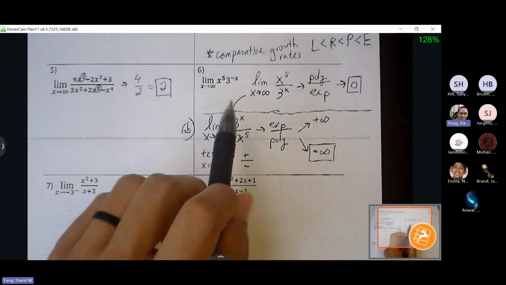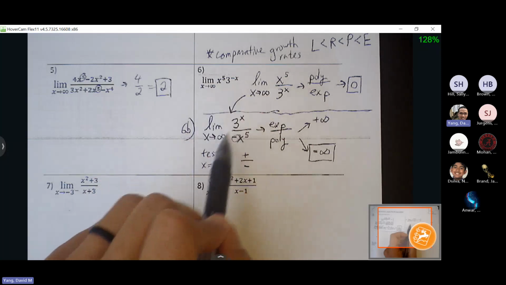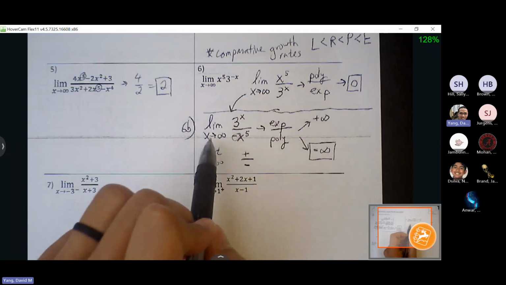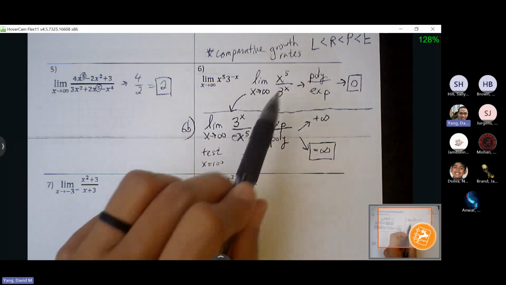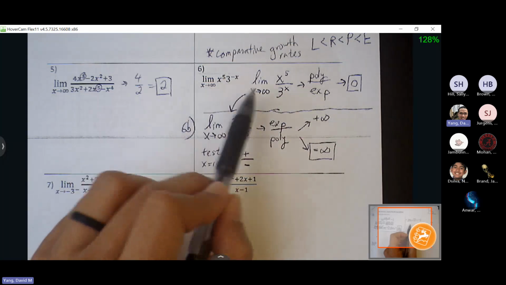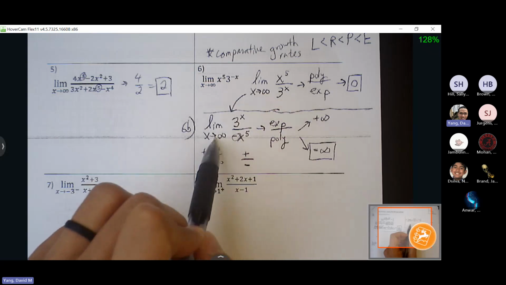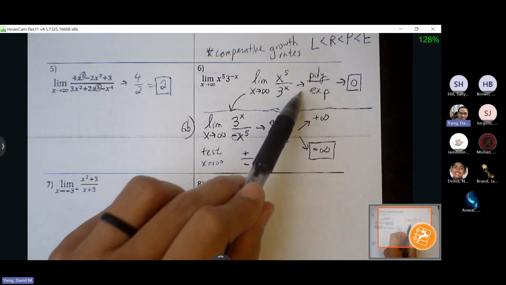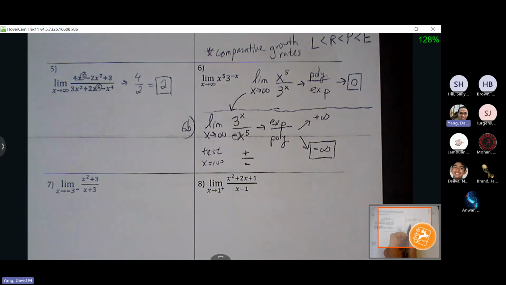And comparative growth rates only works if we're approaching infinity. If it's going to negative infinity, then we can't rely on this relationship. But if I give you comparative growth rates, I won't let it go to negative infinity. I'll let it go to infinity, and then it's either one of these 2 options, either 0 or a plus or minus infinity.